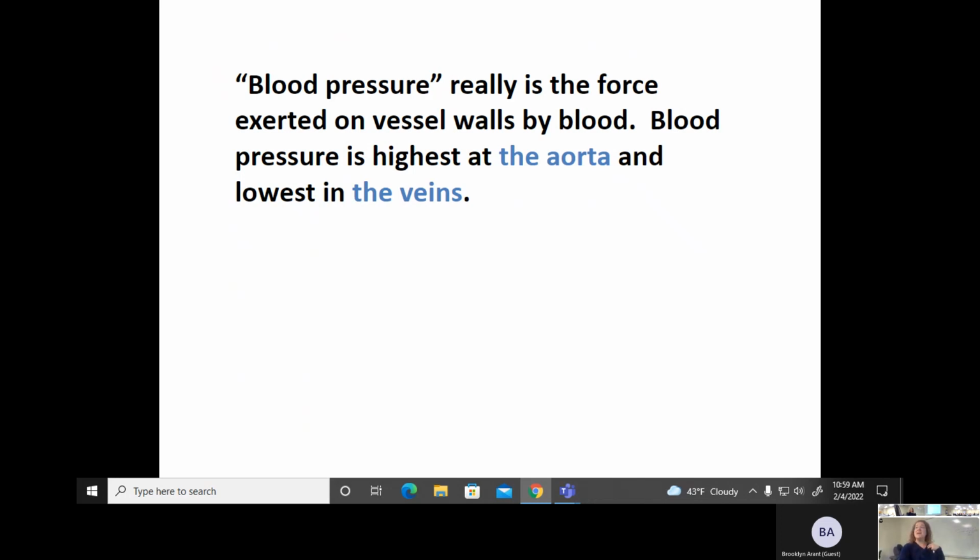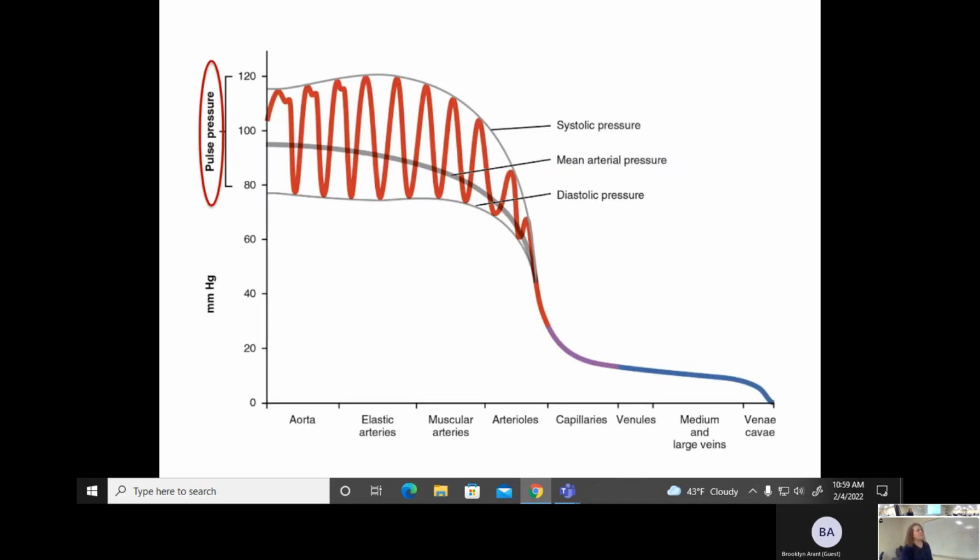Blood pressure is the highest right after it leaves the heart, right when it comes out of the aorta, and that has to have that stretch to it to withstand the force. Then when it comes back to the heart through the veins, it's at very low pressure. This is showing you how high the pressure is at a certain spot.